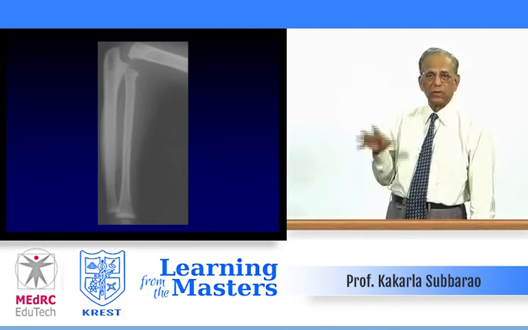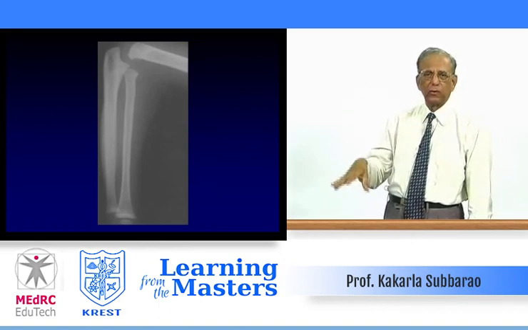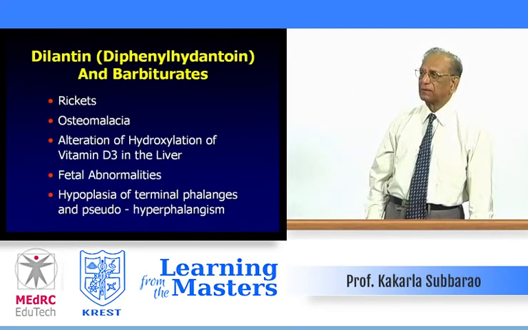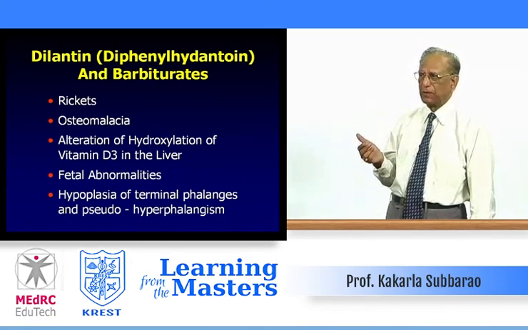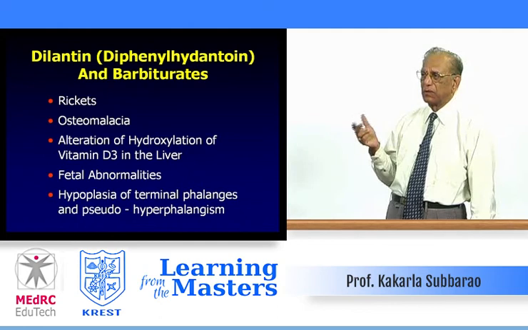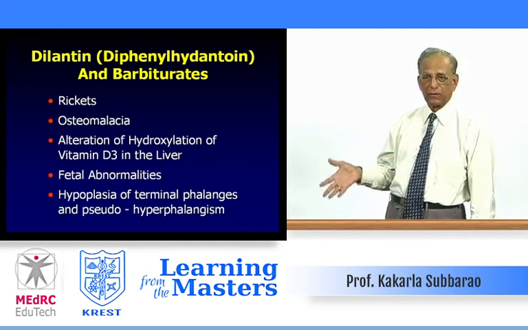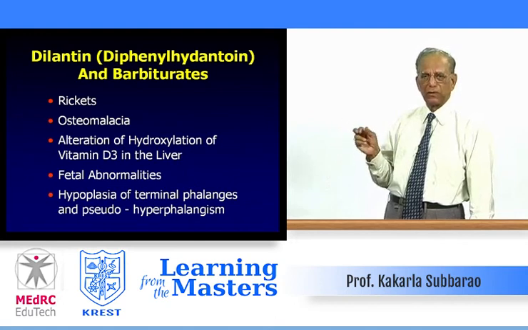And if you see the peripheral bones, there is osteoporosis. All that calcium is taken out, sucked in, and put into the growing ends of the bones excessively. Dilantin and other barbiturates can produce rickets in adults, osteomalacia. Alteration of hydroxylation of vitamin D that occurs in the liver. Fetal abnormalities, the mother gives birth to children with hypoplasia of terminal phalanges and pseudo-hyperphalangism. These are the two manifestations in the children born to mothers who have taken long-term barbiturates.